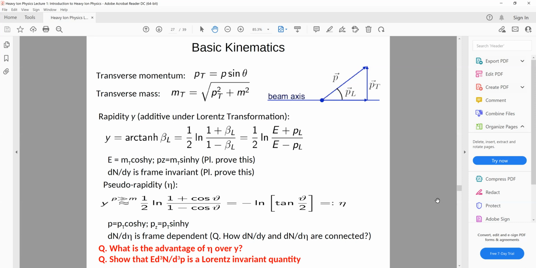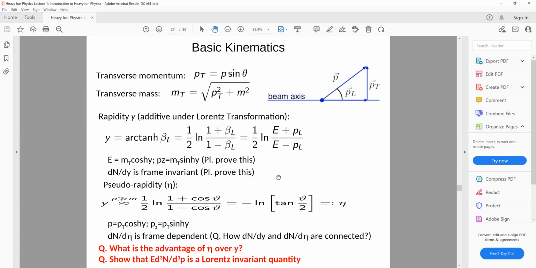Okay. However, in many cases it is not very easy to measure rapidity, because to know the rapidity, you need to know the longitudinal momentum of the particle as well as the energy of the particle, right? You have E plus PL and E minus PL. And to know the energy of the particle, you need to know the momentum of the particle as well as the mass of the particle. That means you need to identify the particle. So very often, instead of rapidity, we use another variable which is called pseudo rapidity.